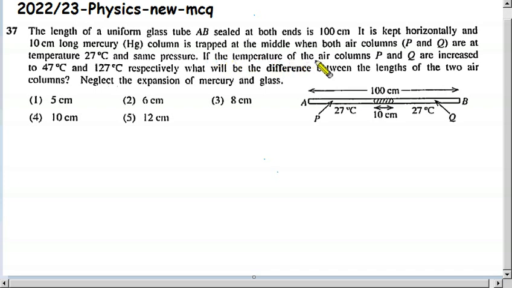If the temperature of the air columns P and Q are increased to 47 centigrade and 127 centigrade respectively, what will be the difference between the lengths of the two air columns? Neglect the expansion of mercury and glass. 5 cm, 6 cm, 8 cm, 10 cm, 12 cm. So the diagram is given like this.